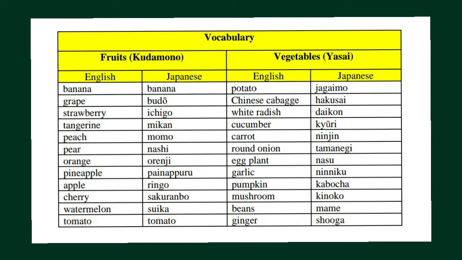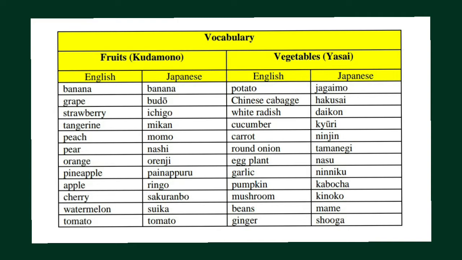Vocabulary: fruits, kudamono. Banana, banana. Grape, budo. Strawberry, ichigo. Tangerine, mikan. Peach, momo. Pear, nashi. Orange, orange. Pineapple, pineapple. Apple, ringo. Cherry, sakuranbo. Watermelon, suika. Tomato, tomato.